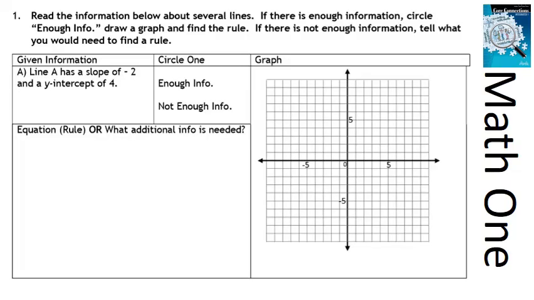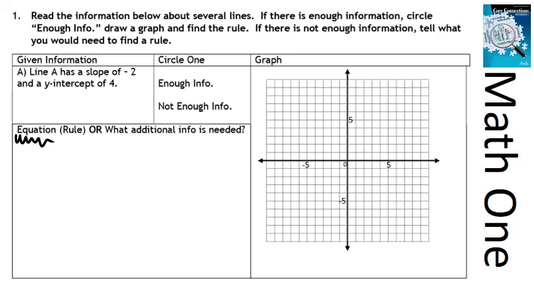So question 1 had 4 parts. This is part A. The instructions at the top for all 4 of them say: read the information below about several lines. If there is enough information, circle enough info, draw a graph, and find the rule. If there's not enough information, tell what you would need in order to find the rule. And by rule, we also mean the equation here. So the rule or the equation.